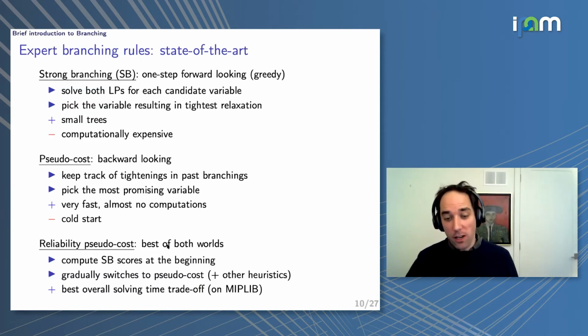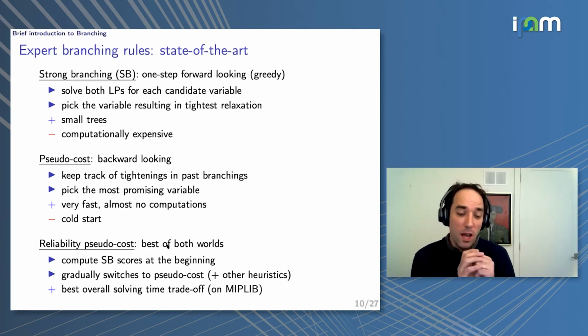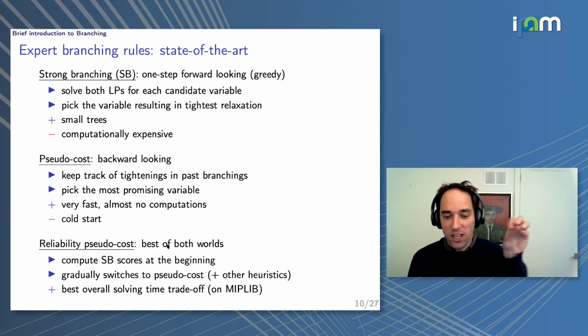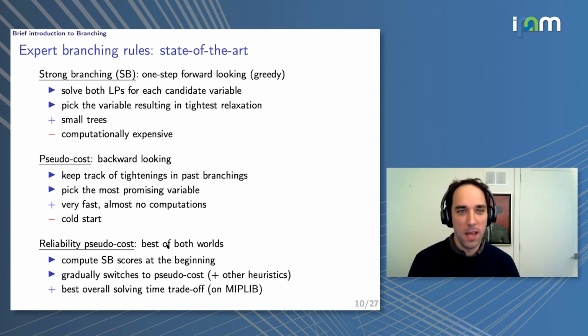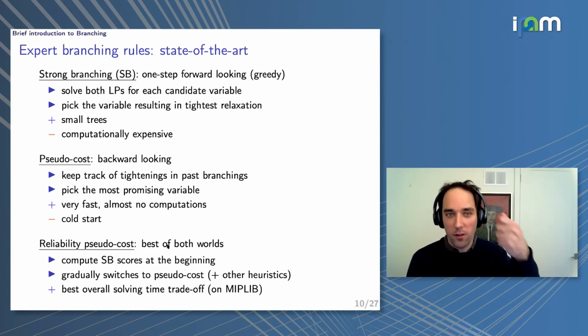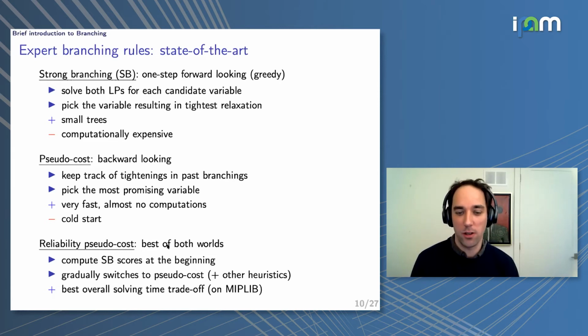Okay, so in terms of branching, because this is what we care about here, there are basically these three expert rules that can be used. Of course, there are others. I guess I should say I'm going to talk about these three. First, there's strong branching. Strong branching, what it does is at each node, for each candidate variable, it will split the variable and it will solve each resulting LP. Okay? And then it will branch on the variable that results in a tighter relaxation.